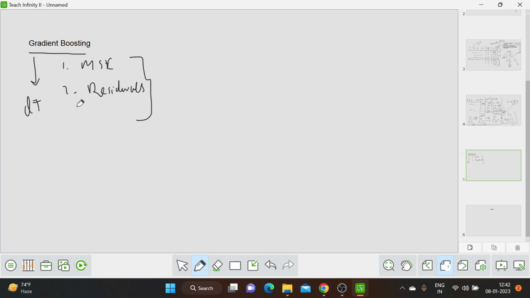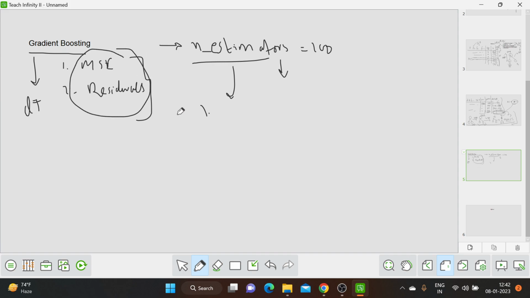Next, in the gradient boosting technique we have a term known as n_estimators. By default, n_estimators is 100, but we can give any value we want. In the first estimator, we calculate the residuals. In the second also, we find which output is wrong and send it to the next model, then to the next. So if we give 50 n_estimators, it will go up to 50. Like this, gradient boosting takes place.